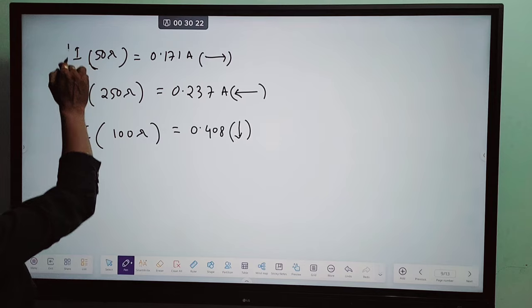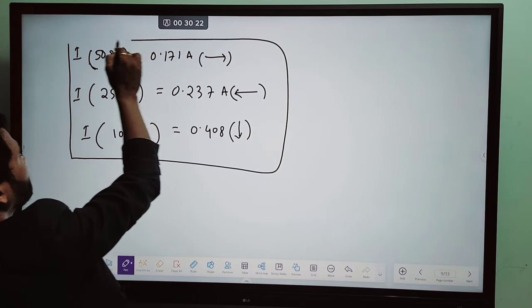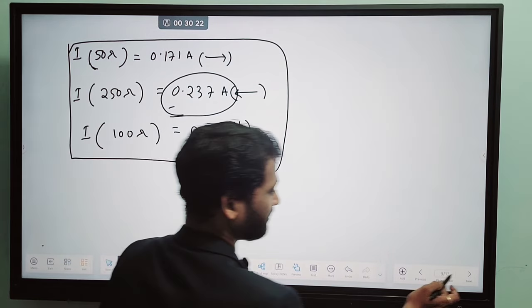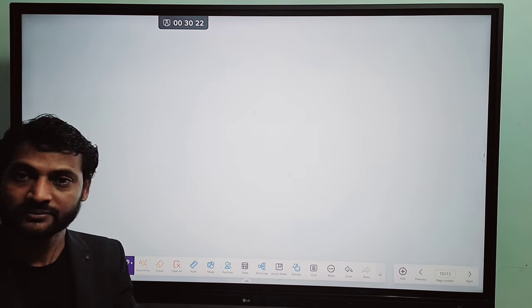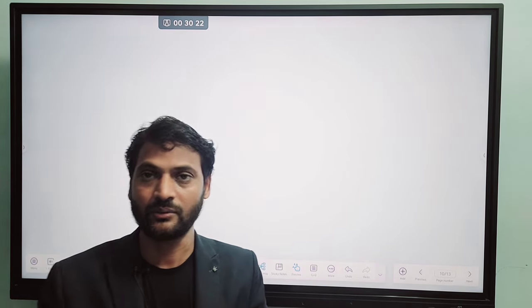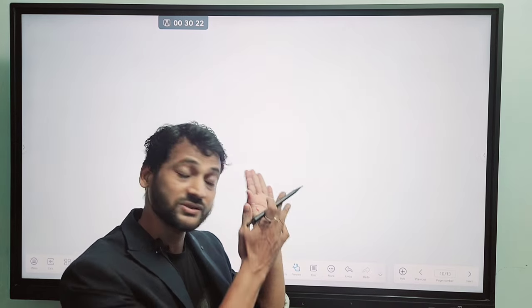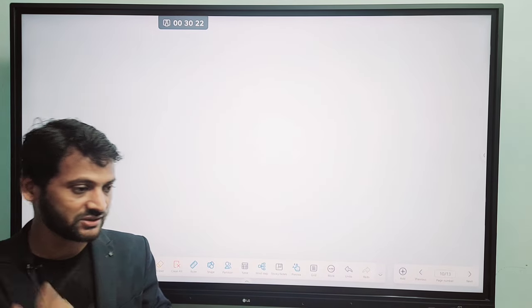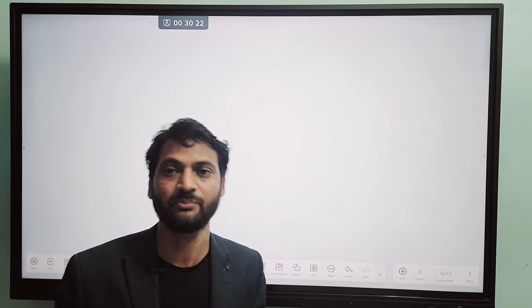Okay, dekho, ye sab final answer. Okay. So main to concept bol diya. Calculation part is up to you. For calculation, what I would suggest is to use a calculator to get the exact answer. Maine to sirf tumhe concept bol diya, kya kya concept hai, how to write the equation, that is most important.